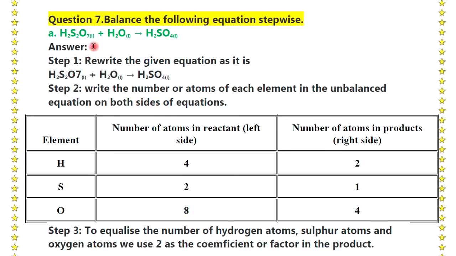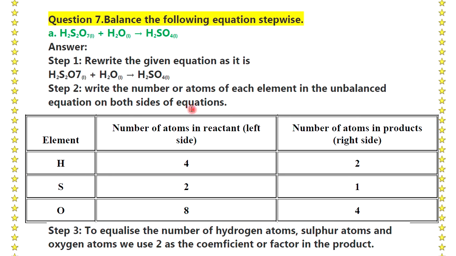Question number 7. Balance the following equations stepwise. A. H2S2O7 plus H2O gives rise to H2SO4. Answer: Step 1, rewrite the given equation as it is. H2S2O7 plus H2O gives rise to H2SO4.